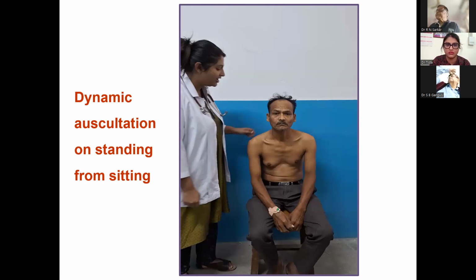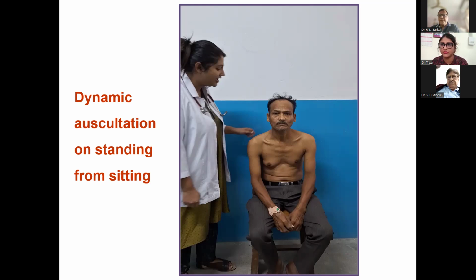That's why I wanted to qualify the murmur. If it is acute, then you can get an early systolic murmur in the mitral area, and that will definitely produce acute dyspnea in a patient of acute MR. That is expected.